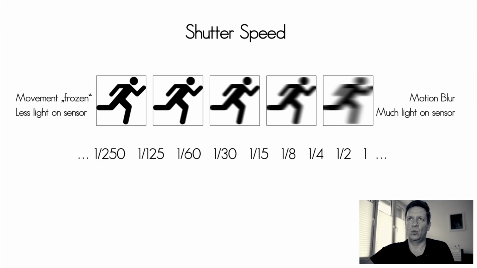So with 1/250th of a second I can create a frozen movement. But if I want to show motion blur, I will have to take, for example, half a second or 1 second or 4 seconds for light trails of cars going by. So this is our second value, the shutter speed.